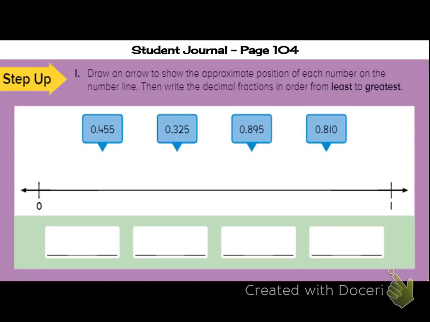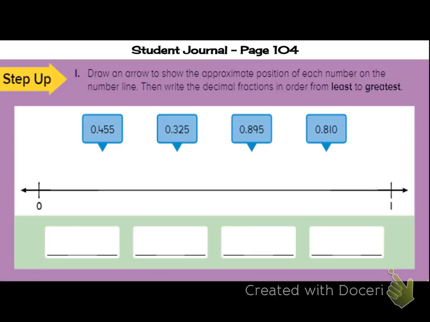All right, so we're taking 455 thousandths, 325 thousandths, 895 thousandths, and 810 thousandths. We want to order them from least to greatest. You should notice that all four of those numbers go to the thousandths. So we don't need to worry about making them all go to the same place value to make it easier to compare or order. Let's take a look at this number line.